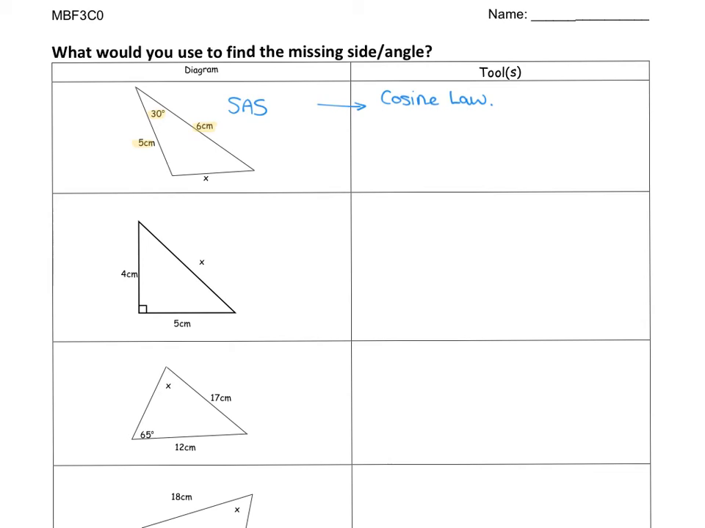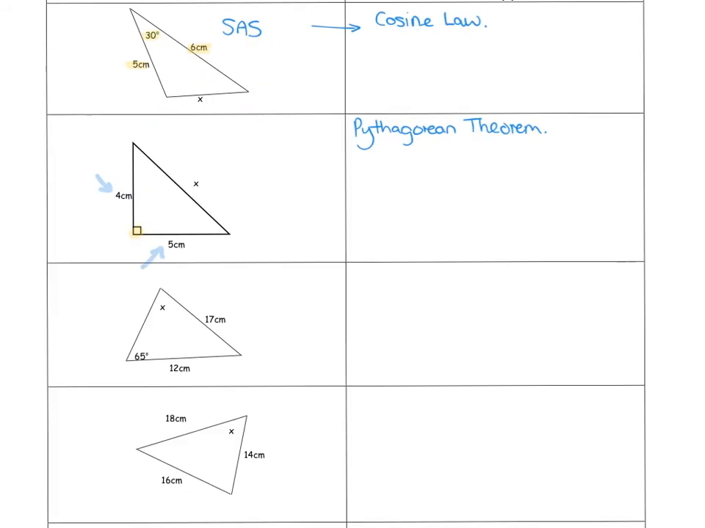Let's take a look at the next one. Right away, what do I see? I see a right angle triangle, so it's very important that you note that. You've got two sides given here, and you're trying to solve for the third side. So hopefully you're thinking right away that this one is just Pythagorean theorem.